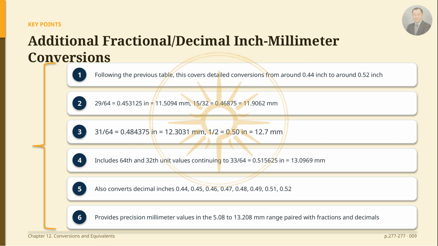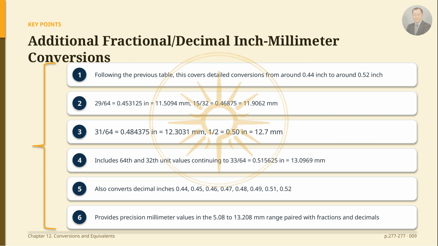Continuing from the previous content, this slide contains detailed conversion values for the range from 0.44 inches to 0.52 inches. For example, 1/2 inch is 0.50 inches, which is 12.7 millimeters, and 33/64 inch is 0.515625 inches, converting to 13.0969 millimeters. The table pairs these fractional units, as well as decimal inch values, with precise millimeter measurements.